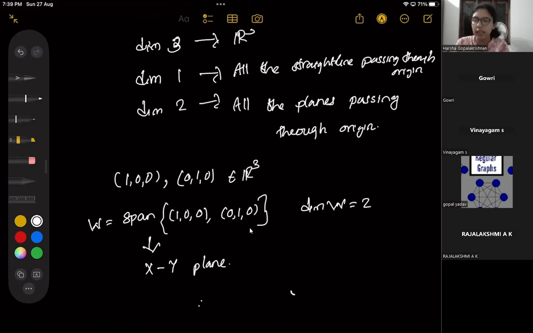In the same way, whatever two linearly independent vectors you take, you will get some plane in R3 which passes through the origin. Is that clear for everyone? Like that we can extend to Rn also.